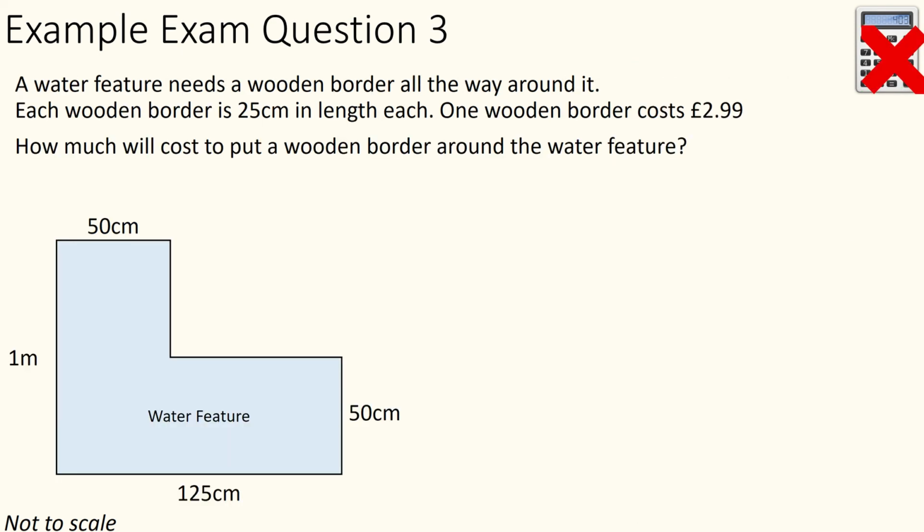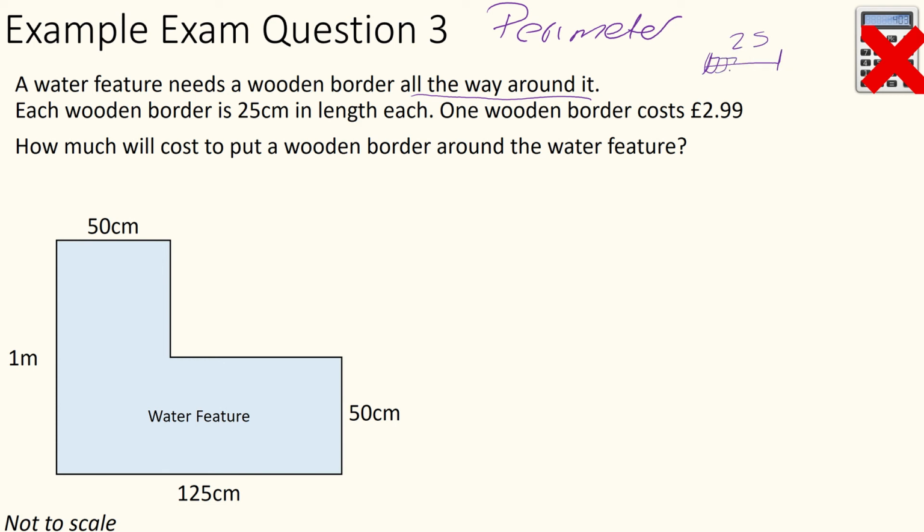But I've got one more example to go, which is kind of similar, but just with perimeter. A water feature needs a wooden border all the way around it. So all the way around it means perimeter, the distance around the edge. Each wooden border is 25 centimeters in length. So imagine a little wooden border.